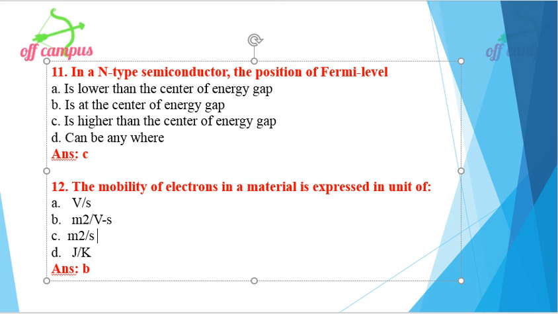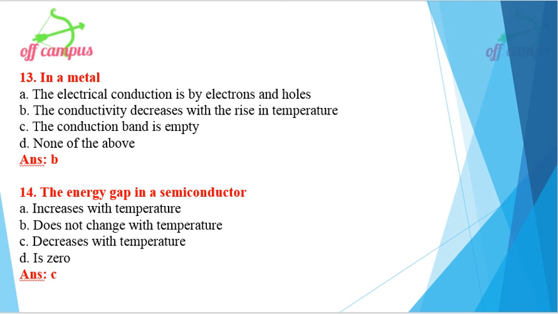Okay. Then, in a metal, the electrical conduction is by electrons and holes; the conductivity decreases with rise in temperature; the conduction band is empty; none of the above. In a metal, the conductivity decreases with rising temperature.